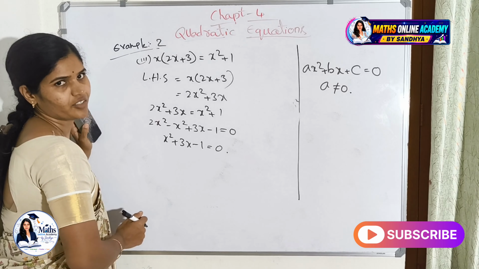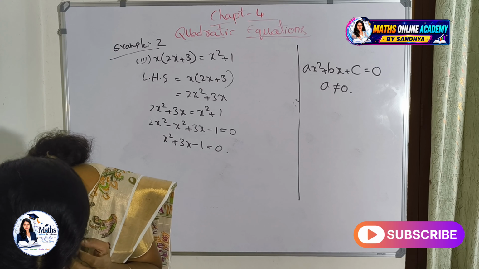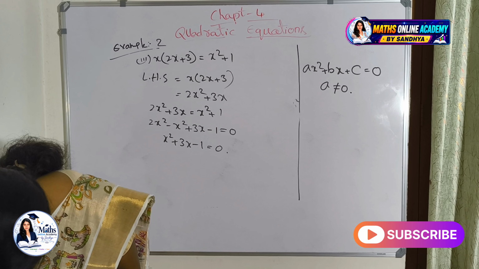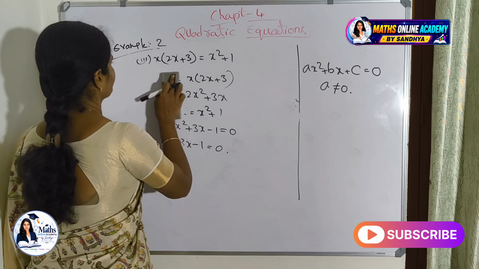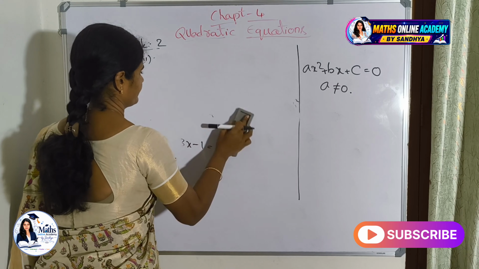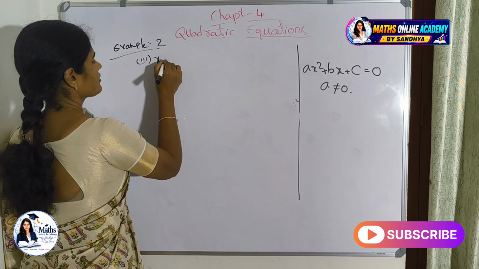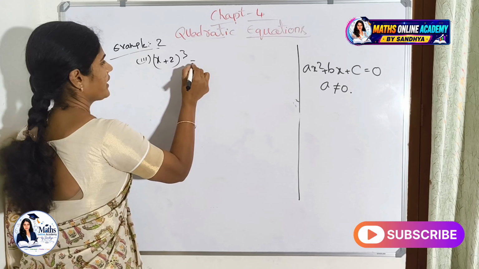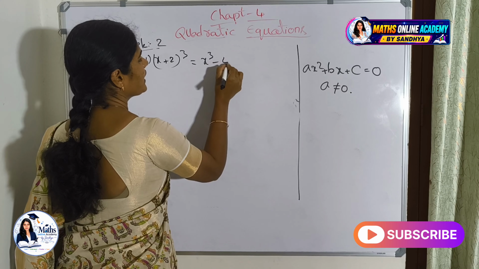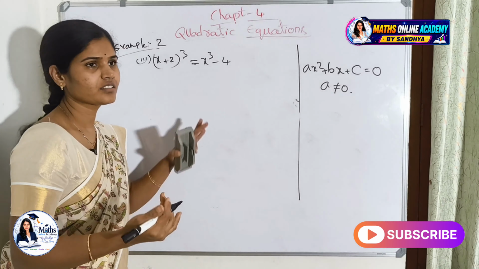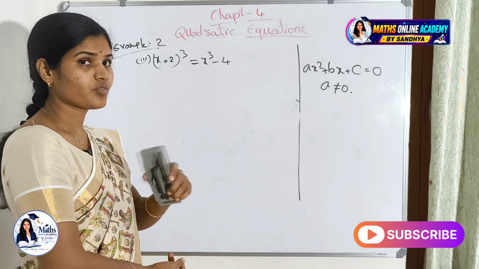This is a quadratic equation. Next question: x plus 2 whole cube equal to x cube minus 4. Looking at this, we feel this is not a quadratic equation. This has degree 3. But let's see whether it is quadratic or not.